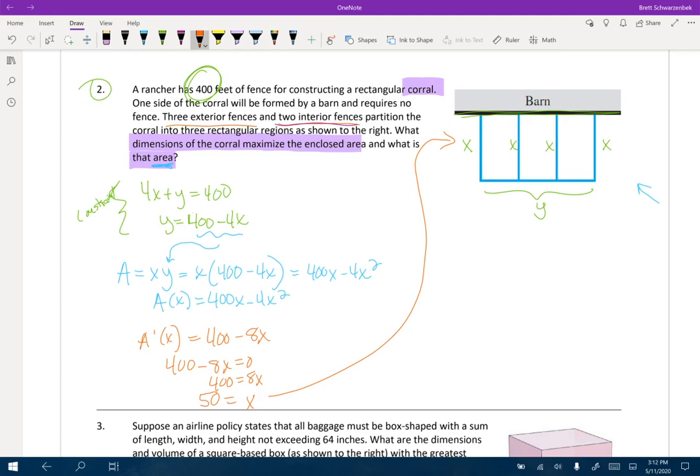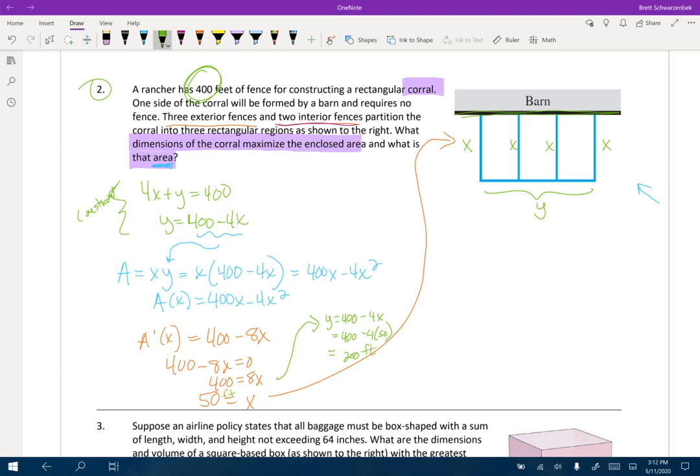But what do we need to do also? We need to find the value of y. So remember, y is equal to 400 minus 4x. So that's equal to 400 minus 4 times 50. So that means our value of y is going to be 200. So this is all in feet.